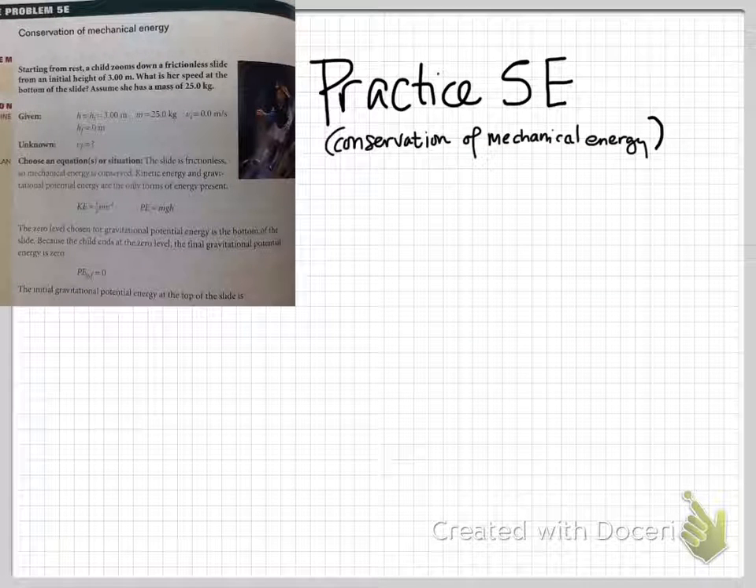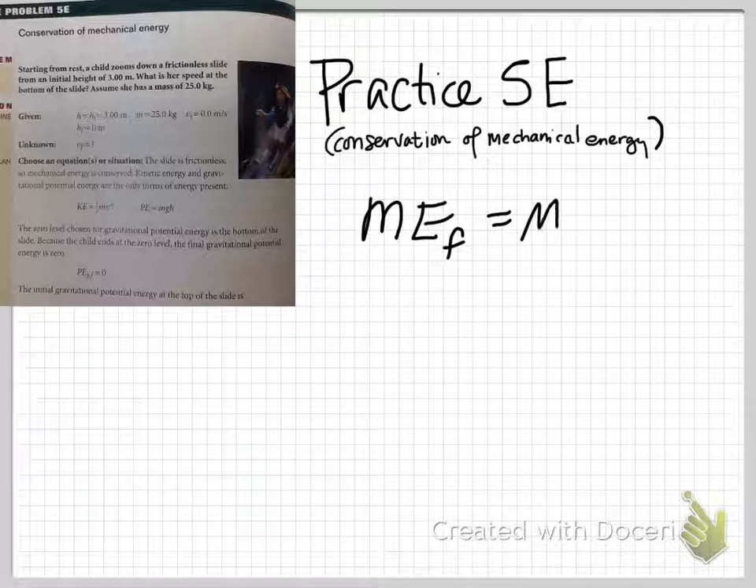Okay, this is Moser walking you through practice problem 5E. This is conservation of mechanical energy. So here's the neat thing that knowing that mechanical energy is generally conserved allows us to do. It allows us to say that the mechanical energy final has to be equal to the mechanical energy initial.